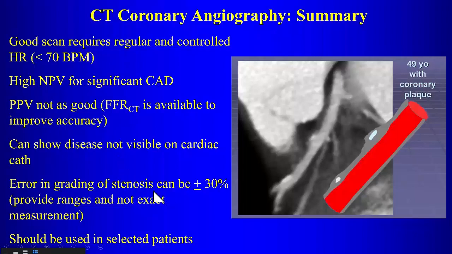Remember that your actual grading of stenosis can be off by plus or minus 30% at the extreme ranges. So that's why when you supply a grading, we talked about, we give a percentage and a range of grading, right? 25%, 25 to 50, et cetera, like that, when you're actually interpreting these studies. And we like to use these in selected patients, so we're not going to use CT as a widespread screening method looking for coronary artery disease in the patient population because of the radiation dose.